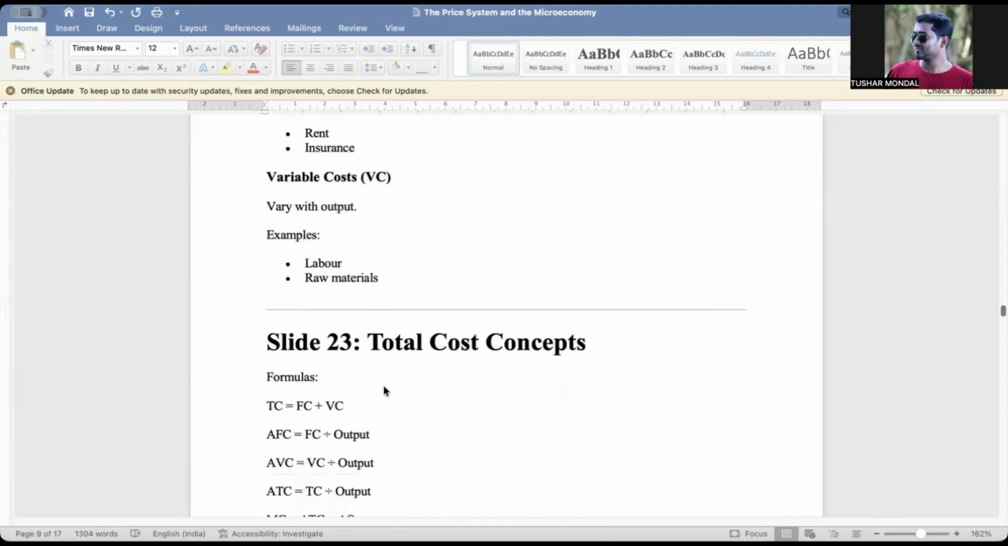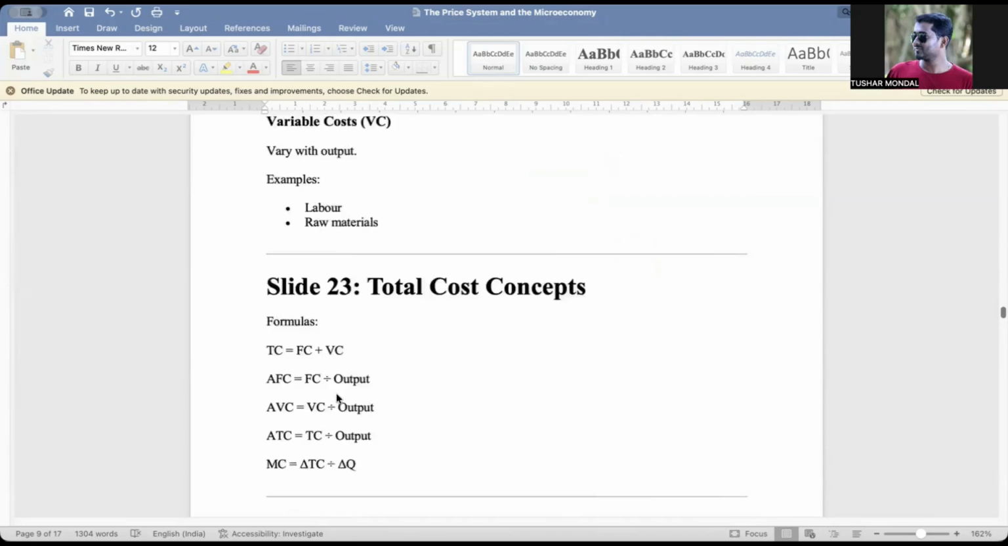Variable cost is what? Those costs which increase when output increases and decrease when output decreases. That means the cost I incur is more due to more production. If the definition is asked, it varies with your output, it changes as per your output. It has a positive relation with output: output increases, cost also increases; output decreases, cost also decreases. Examples are labor cost, wages, and raw material purchase, right?